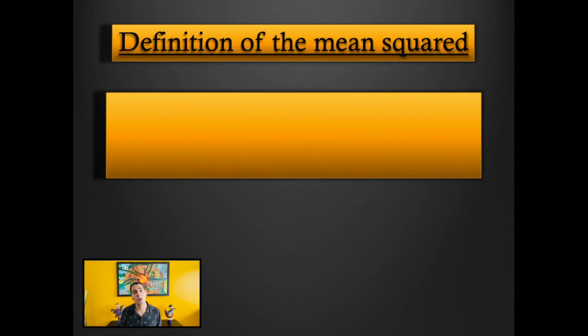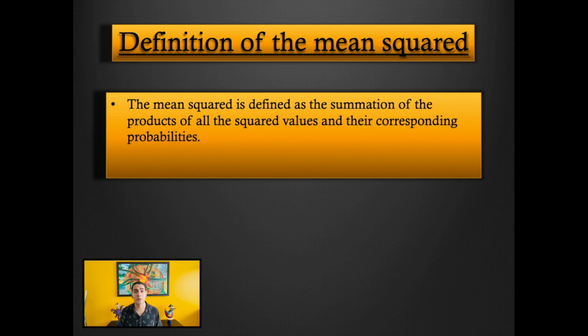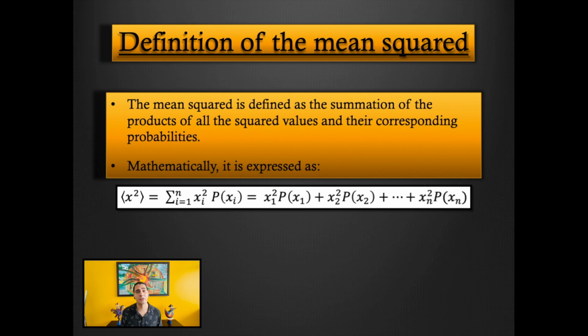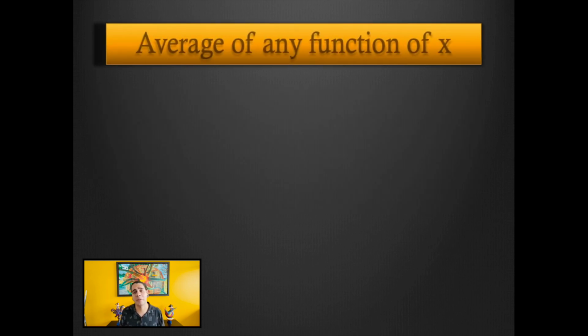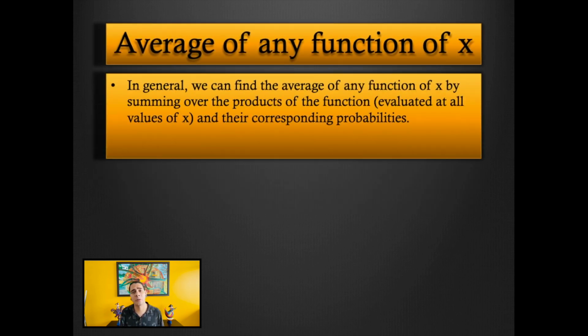Next, we're going to define what the mean squared is, and that's the summation of the products of all the possible values squared and their corresponding probabilities. Mathematically, this is expressed as a summation over all the ith indices of x sub i squared times p of x sub i, which is equal to x sub 1 squared times p of x sub 1 plus x sub 2 squared times p of x sub 2, all the way up to x sub n squared times p of x sub n. And it turns out that we can actually calculate the average value of any function of x as long as we're given the probability distribution for x.